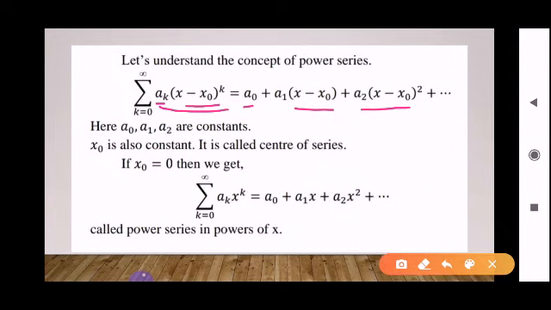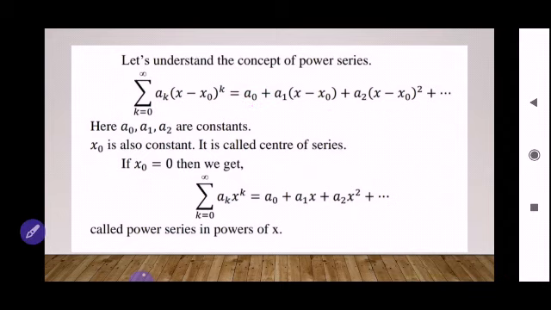Now here, if we take the center of the series to be 0, that is x0 is equal to 0, then we will get summation of ak into x to the power k, k varies from 0 to infinity.